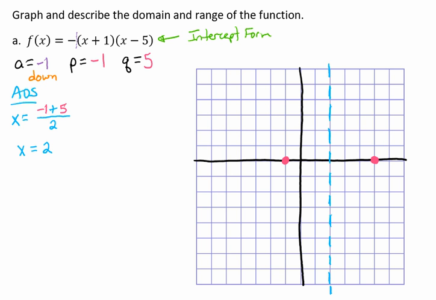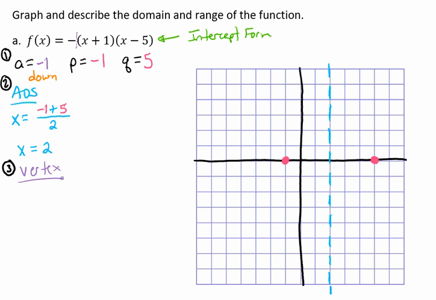And so that brings us to our next big thing. So notice that here we've done our first step. We identified our A, P, and Q, decided if the graph opened up or down. Then we found our axis of symmetry. Well, the third thing is we need to find our vertex. I'll do that in purple as well.